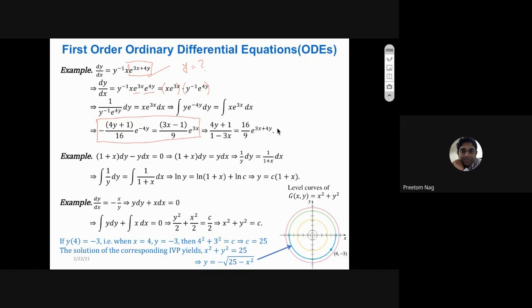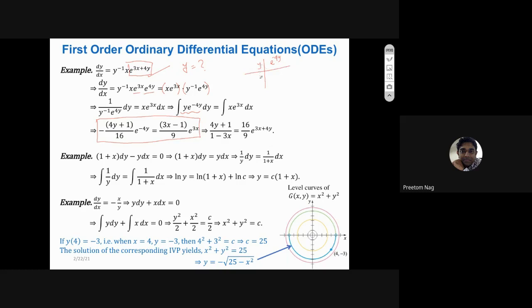Well, let me help you a little. So y e to the minus 4y dy. We have to use the UV method or tabular integration. For tabular integration, we take y and e to the power minus 4y.